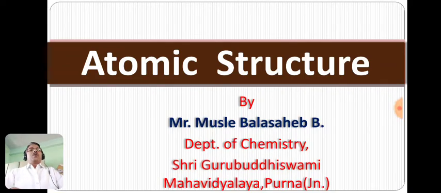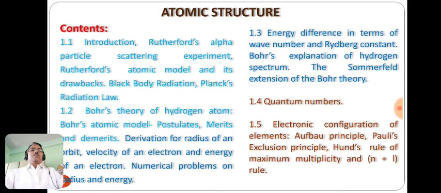Today we are going to study the remaining points of this chapter, atomic structure. This is the third lecture on the topic atomic structure, and the points today we are going to study are quantum numbers, electronic configuration of elements according to Bohr principle, Pauli's exclusion principle, Hund's rule of maximum multiplicity, etc.